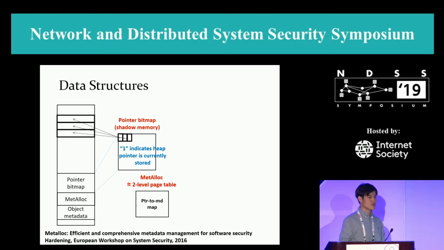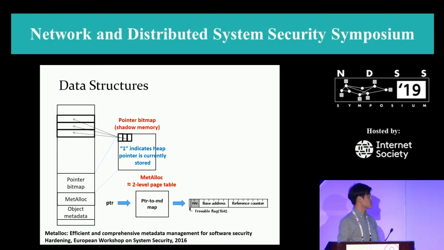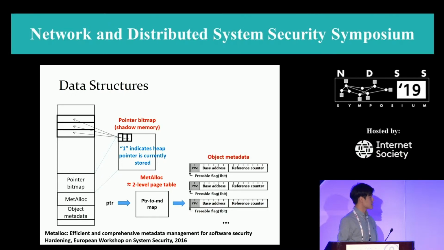That's just borrowed from previous work. And what it does is that given a pointer, it gives the address of the location of the object metadata. And finally, the object metadata for each heap object, which includes a reference count and a few other pieces of information.